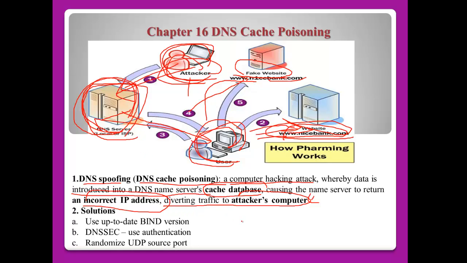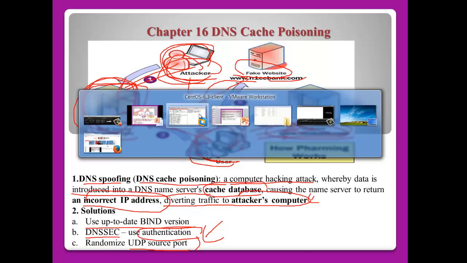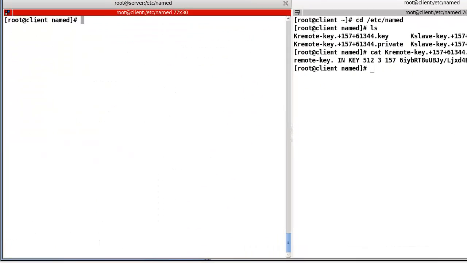If we want to protect your DNS server from this kind of cache poisoning, the solutions are: use up-to-date BIND versions and try to use DNS security, for example authentication and randomized UDP source port. Normally we are using 53, but if you change your UDP source port, then you can protect against this kind of attack as well. Okay, then let's test one.